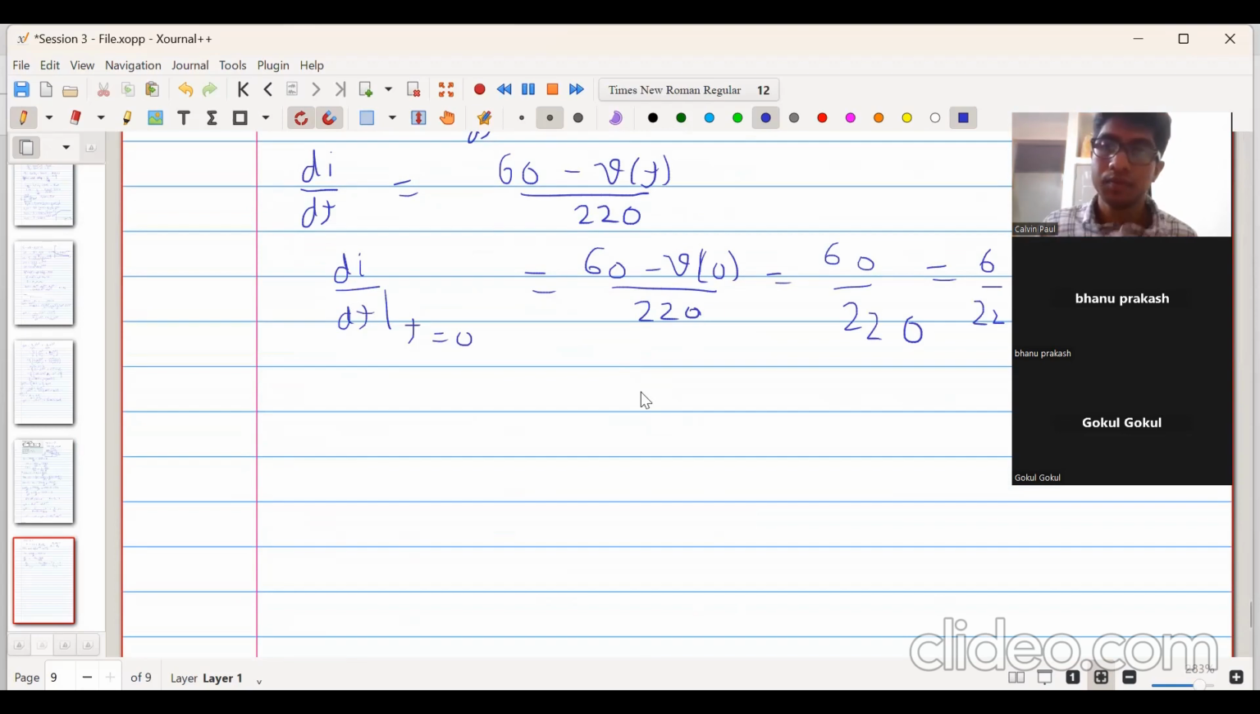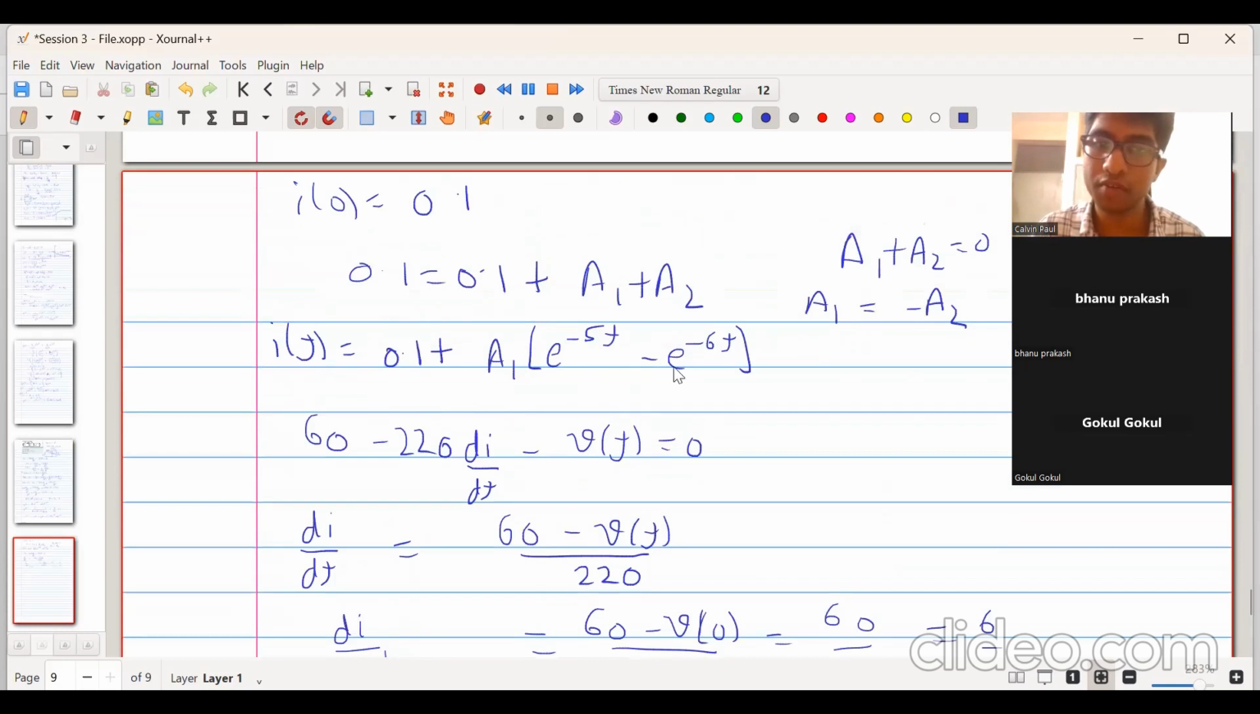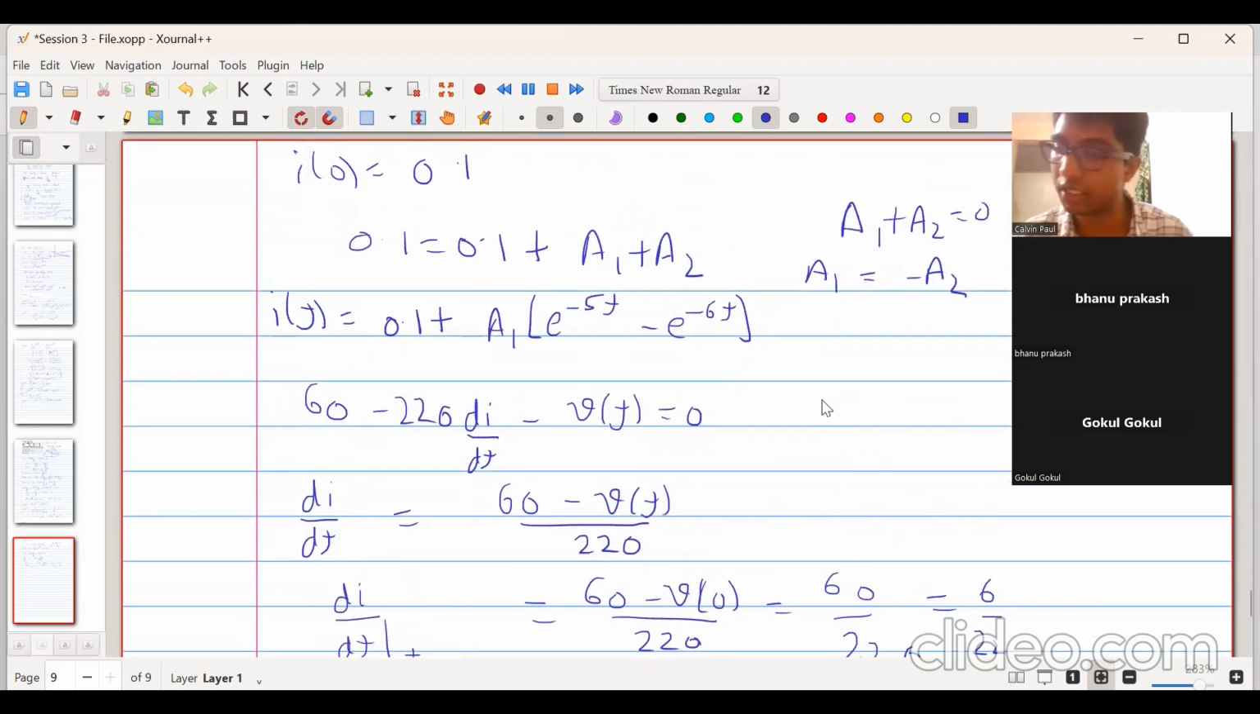Any doubts in this? No, sir. Now we know I of t is equal to 0.1 plus A1 into e to the power minus 5t minus e to the power minus 6t. When we differentiate it, we will get di of dt is equal to minus 5 into A1 e to the power minus 5t plus 6 into A1 into e to the power minus 6t. This is how we get it.